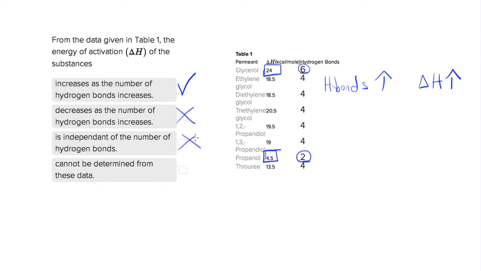Cannot be determined from these data. It can be determined, and as a general rule of thumb, this is never a good choice. Usually they're not going to give you a table with no information on it. So choice 1 is our answer.